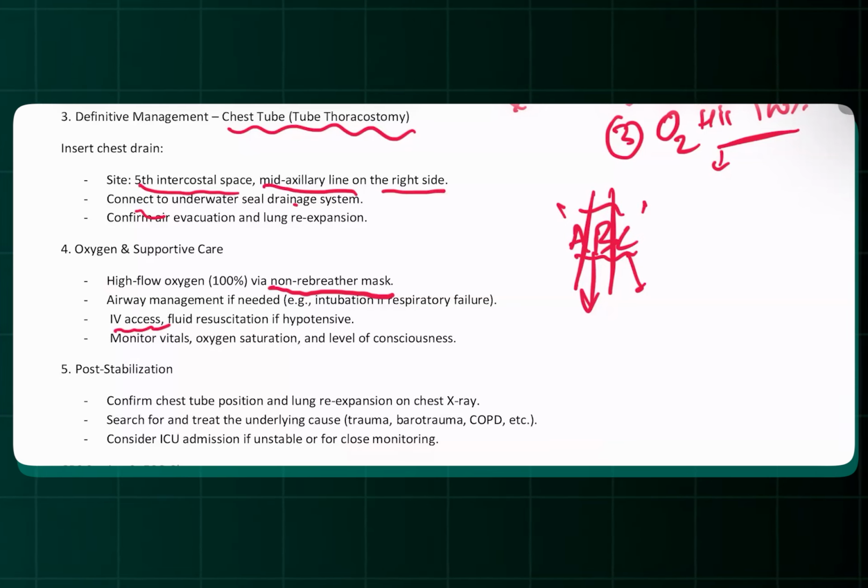Sir, in both cases, we should choose the fifth intercostal space and the triangle of safety? Yes, always. Okay, thank you. Yeah, because that is the safest area to enter into the thoracic cavity.